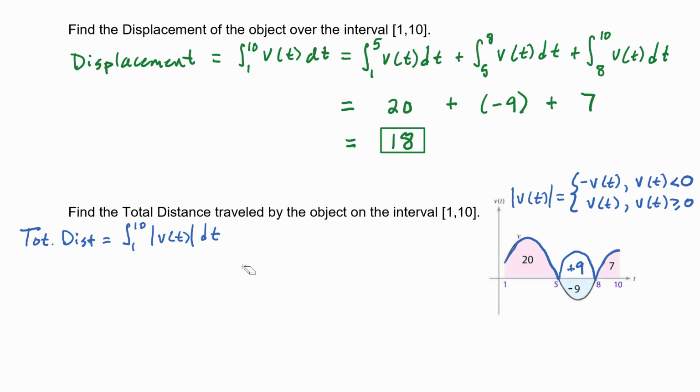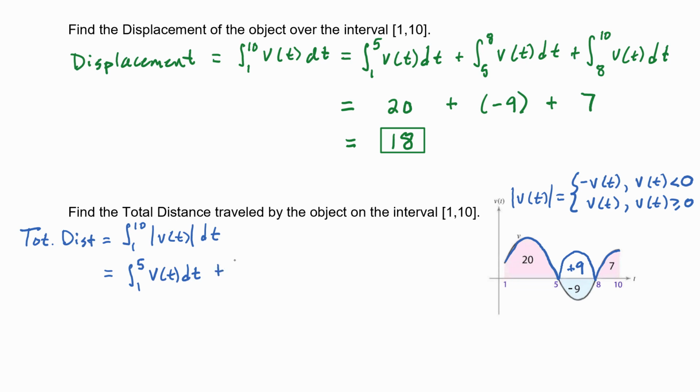So to evaluate this integral, we can break it up into the integral from 1 to 5 of v of t dt. And the reason we can use v of t here is because since v of t is greater than or equal to 0 on that section, absolute value of v of t is just v of t. That's why we get to put that here.